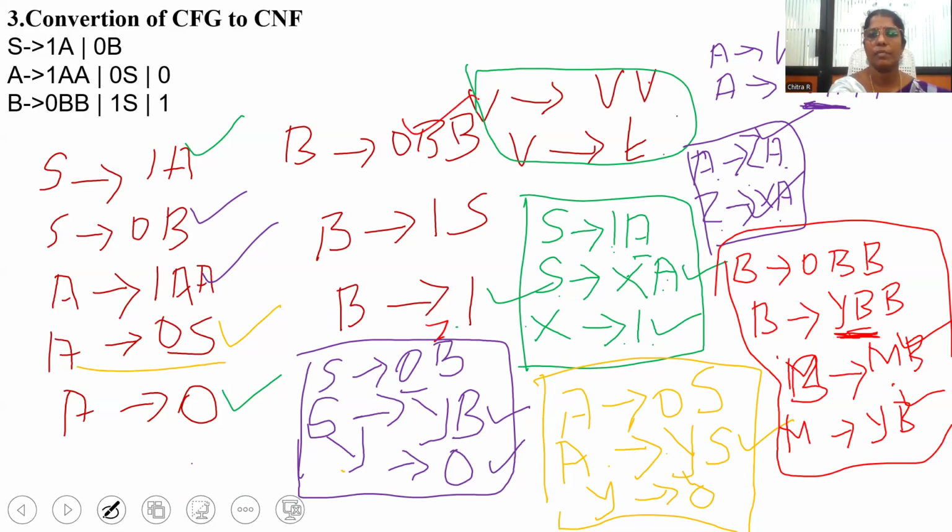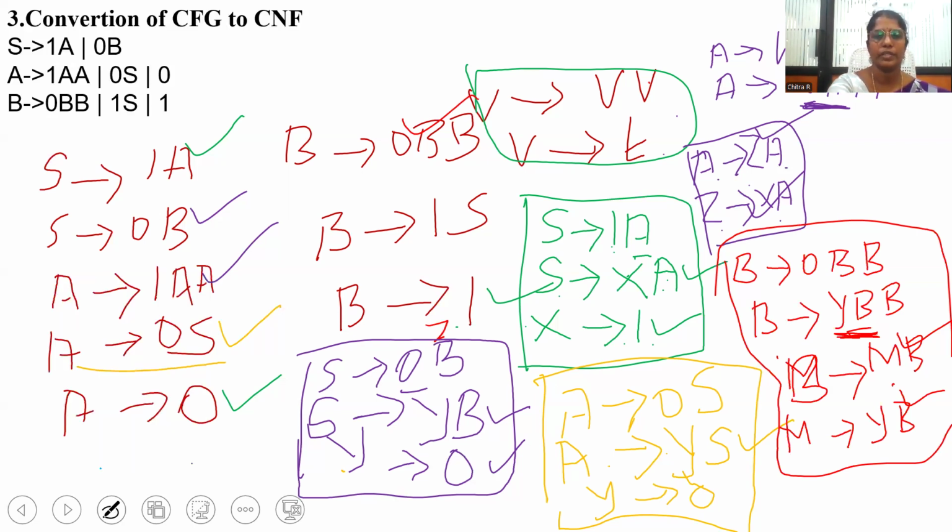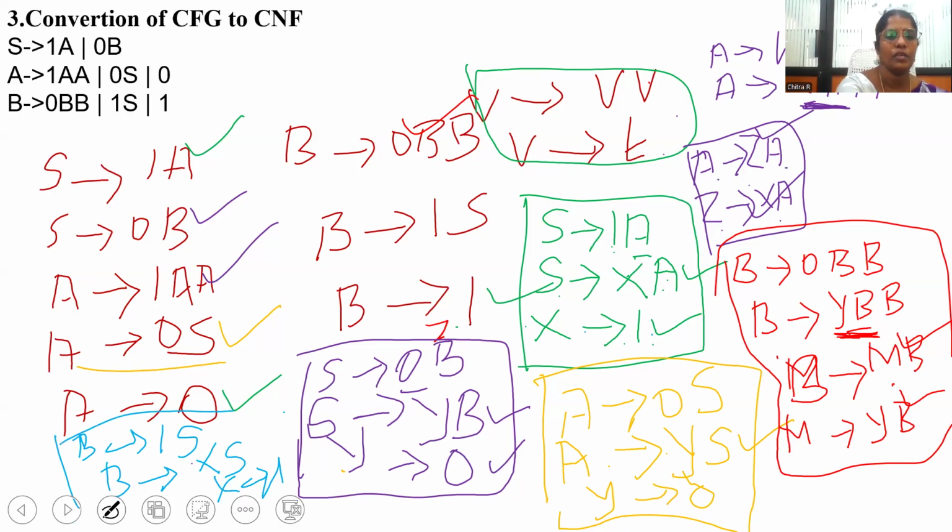What is the remaining one? B tends to 1. So I'll select that one, B tends to 1. I have introduced the variable for it, X for 1. So I can write this as B tends to X. What is X? X is 1, that is already given. If I need it, I can write that also. So B tends to 1 is also in Chomsky normal form. Now I have converted everything into Chomsky normal form.